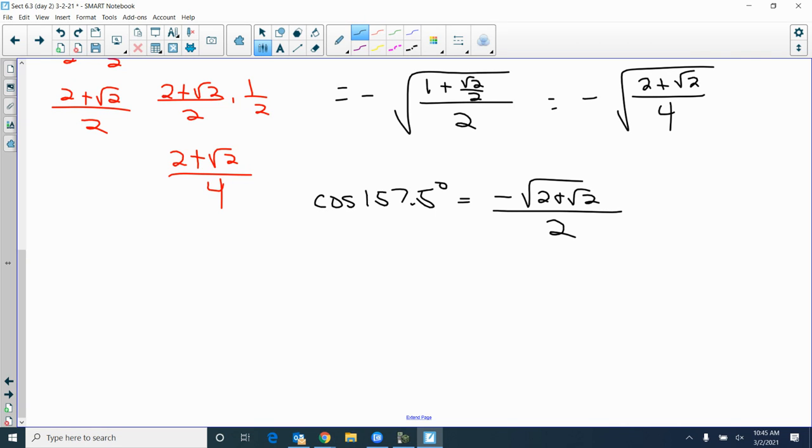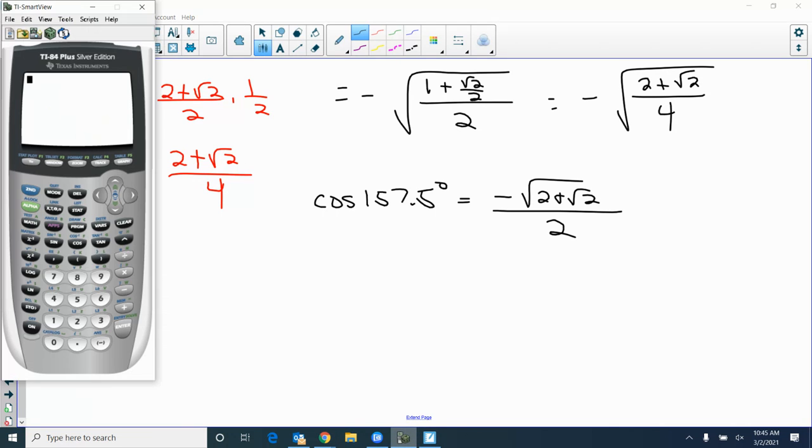Now you could use your calculator just to verify that. Okay? So if I take negative square root of 2 plus square root of 2 divided by 2, what does that equal? All right, if I've done everything right, that's got to be the cosine of 157.5 degrees, right? And it is. Okay, so make sure it's simplified all the way.